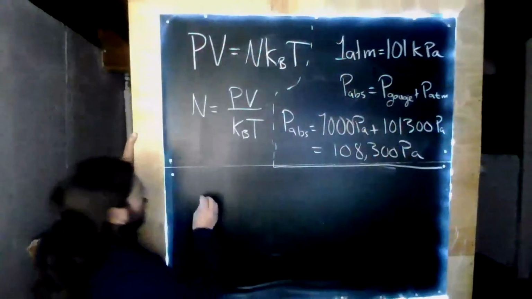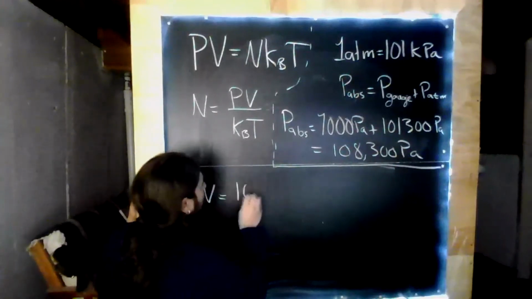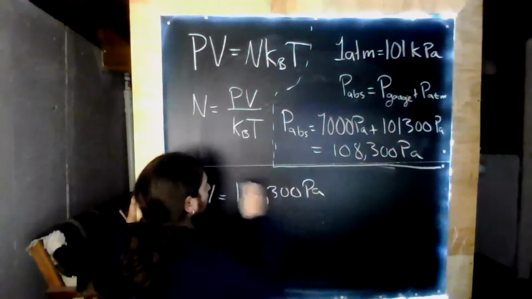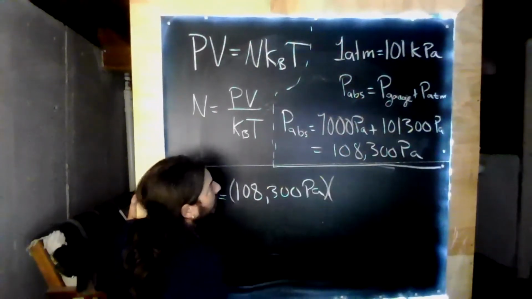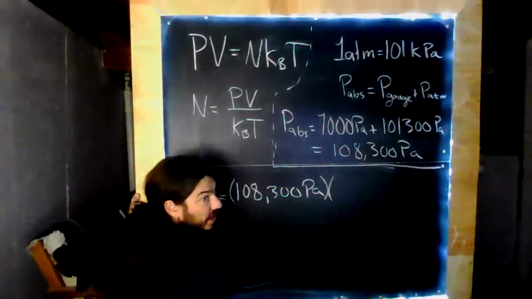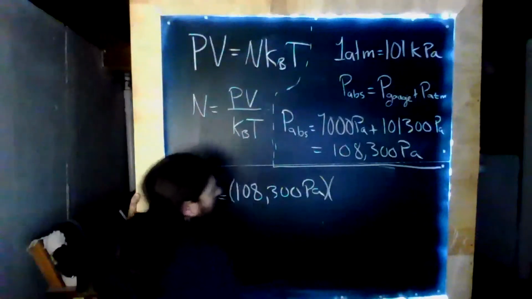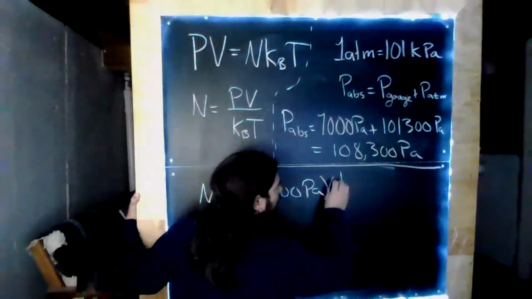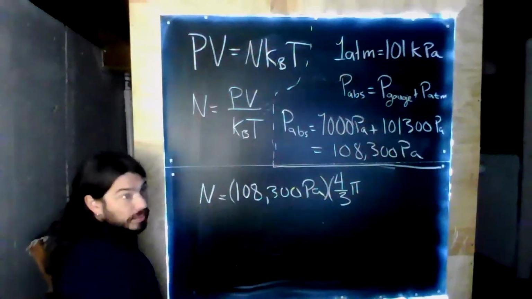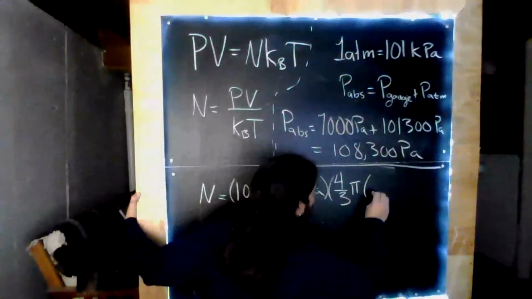All right, so now let's go ahead and plug in our numbers and see what we get. Now, our N is P, which is 108,300 pascals. Again, we got to put in standard units if we want to get standard units out. Now, what is the volume? Ooh, they've told us that it has a radius of 20 centimeters. So we need to calculate the volume. The volume of the sphere is 4/3 pi r cubed. And what is r here? Well, we ought to convert it into standard units.